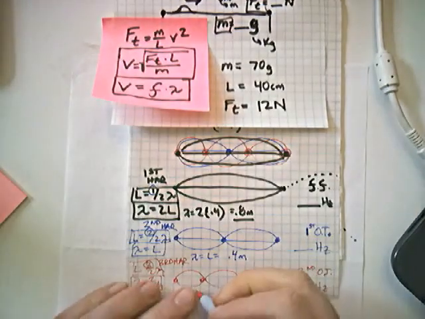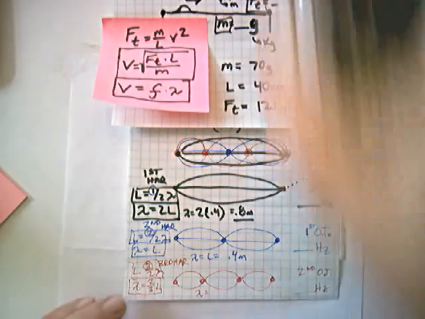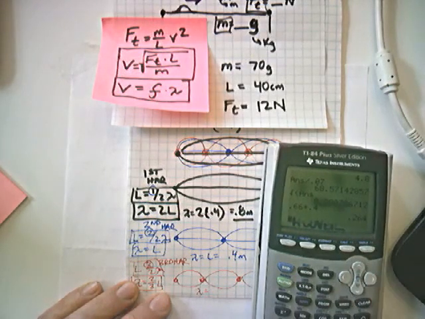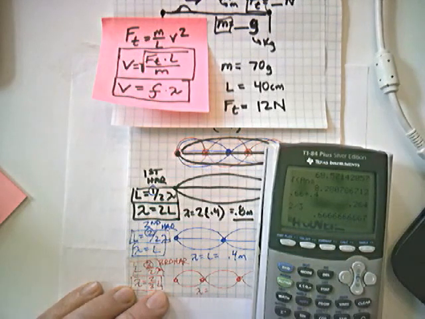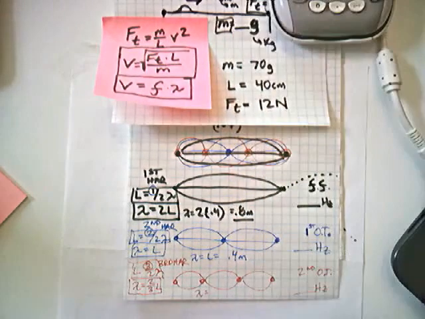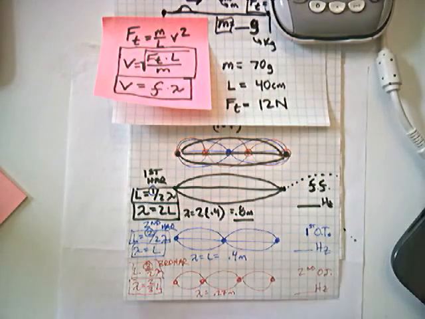For the third harmonic, I would say wavelength equals 2/3 L. 0.66 times 0.4 gives me, I better use a fraction or else it won't come out perfect later. So 0.667 times 0.4. 0.26 repeating. 0.27, good enough. And you can see the longest wavelength was the first harmonic.